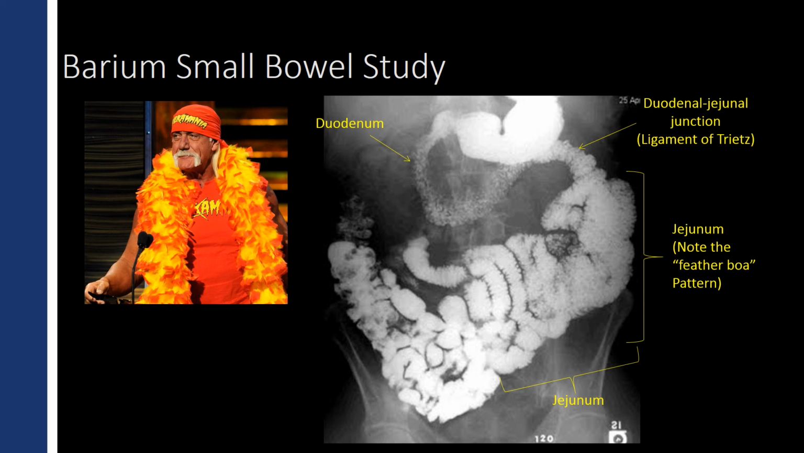and absorb nutrients. Now, there is no point where we can say the jejunum stops here and the ileum starts here. It's more of a longer transition, but the ileum is primarily within the right abdomen, and the ileum doesn't have nearly as many of these folds. It doesn't look like that feather boa because most of the nutrients that we needed to absorb have been absorbed by now, so it doesn't need all that increased surface area. And then, of course, the ileum dumps into the cecum, which is the first part of the colon.